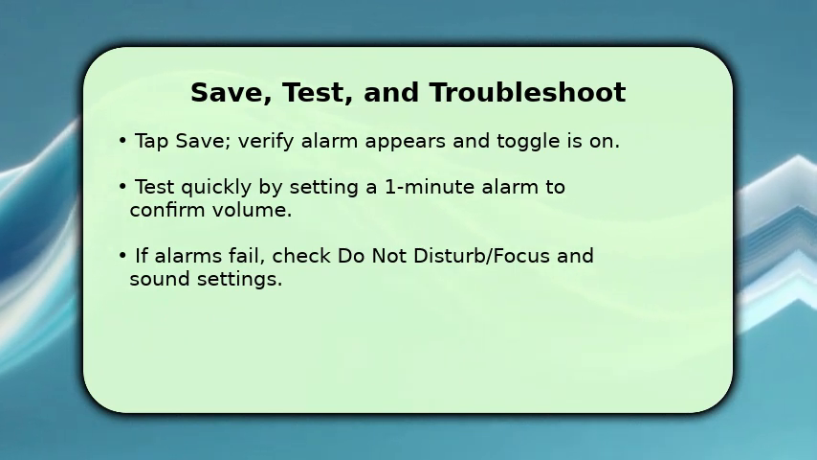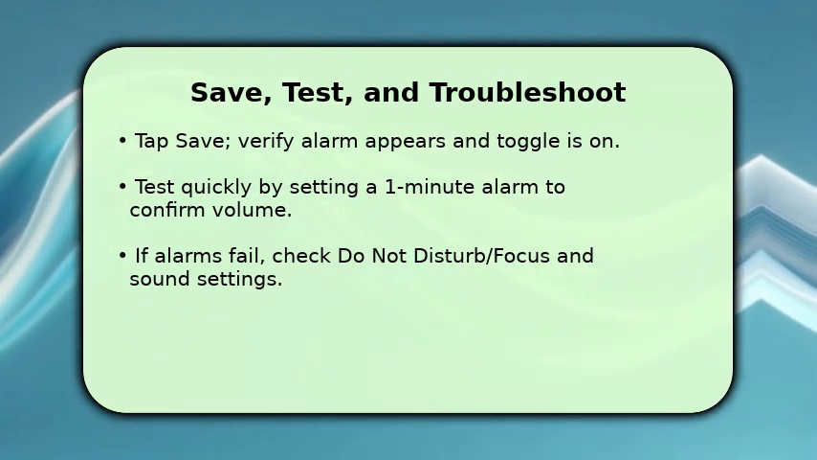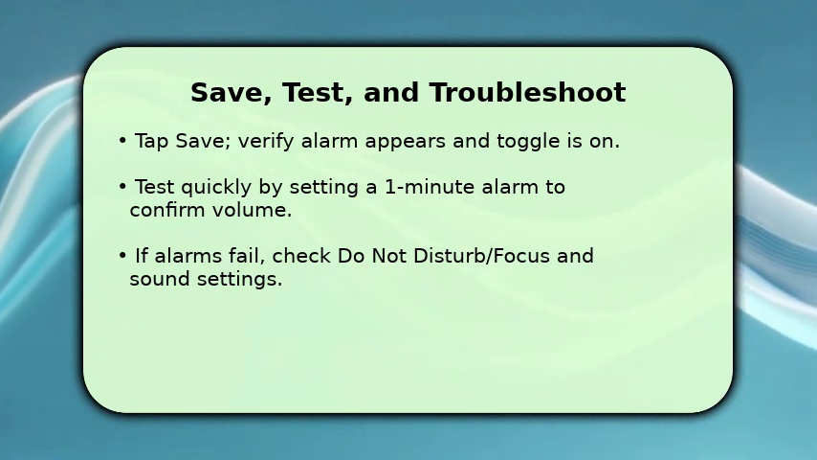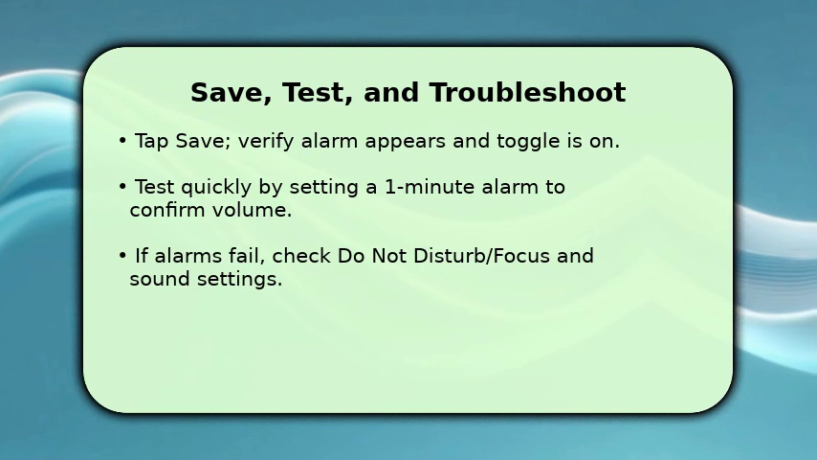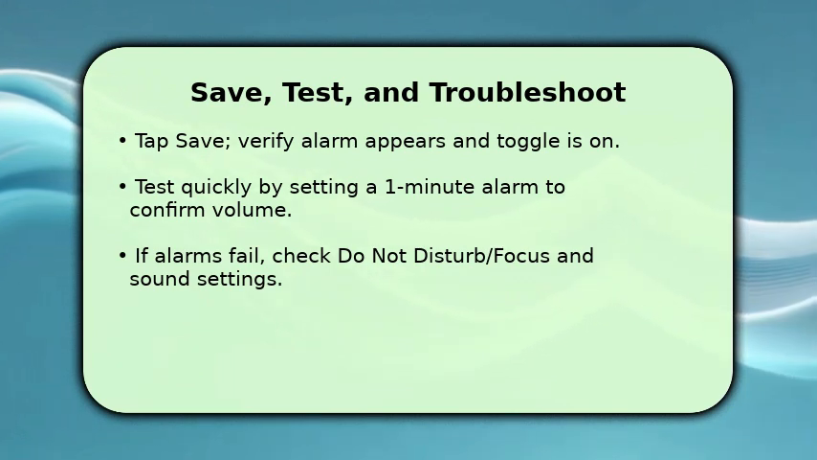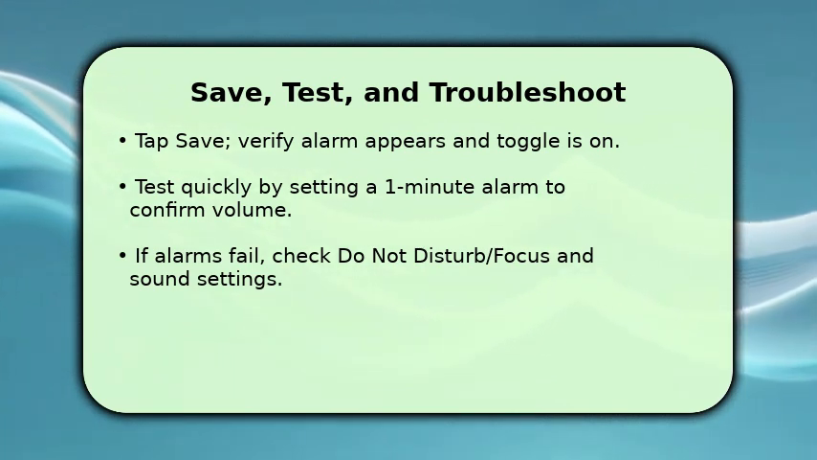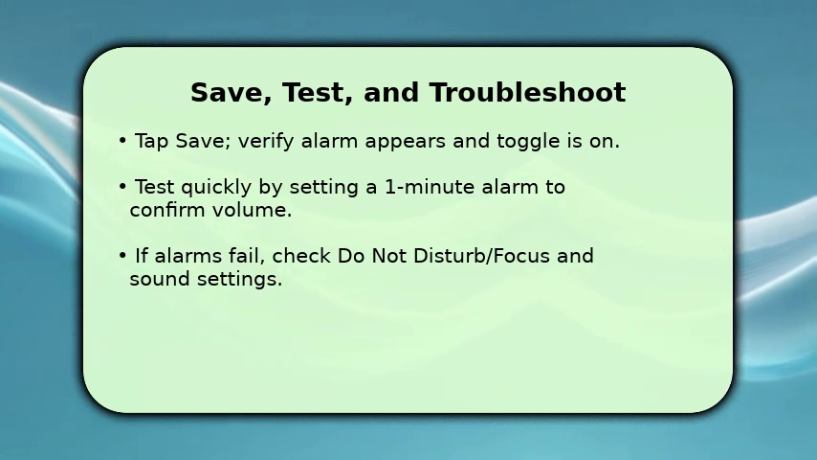Once saved, test it by setting a 1-minute alarm so you can confirm volume and sound choice without waiting. If the alarm doesn't sound, make sure focus or do not disturb isn't silencing alarms, check silent mode and volume, and confirm the alarm is not set for the wrong day.